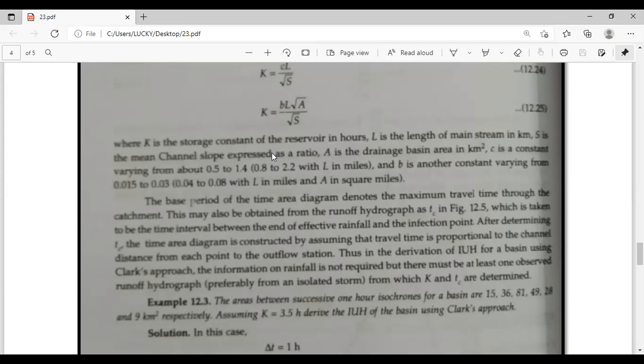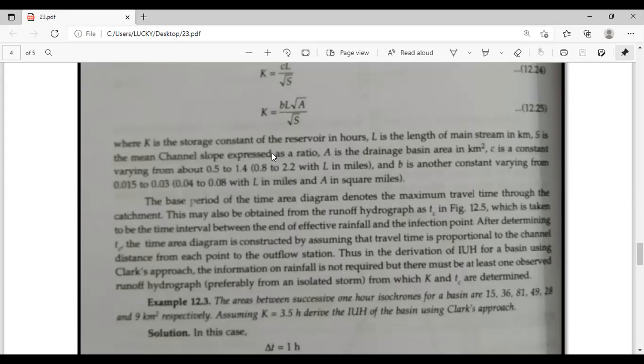Thus, in the derivation of the hydrological unit hydrograph for a basin using Clark's approach, the information on rainfall is not required, but there must be at least one observed runoff hydrograph, preferably from an isolated storm, from which K and Tc are determined.